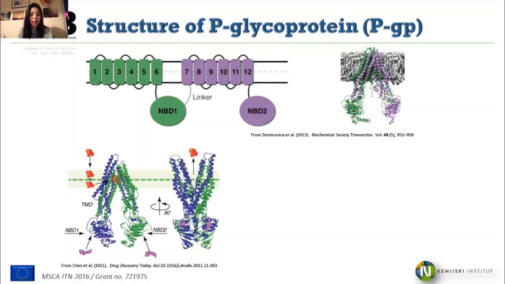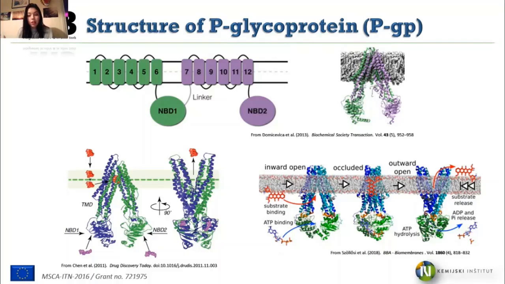The transport mechanism is not yet completely elucidated, but the most accepted hypothesis for explaining the transport cycle is that the PGP isomerizes between two basic states, an inward-facing state where nucleotide binding domains are separated, and an outward-facing state where nucleotide binding domains are dimerized.